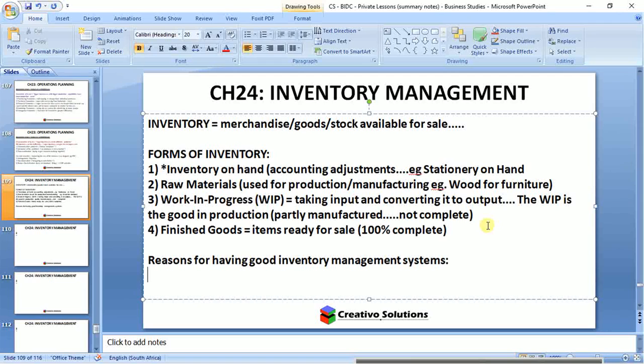So first thing, reducing wastage. That's the first point in terms of why we should have a good management system. We don't want to waste goods.